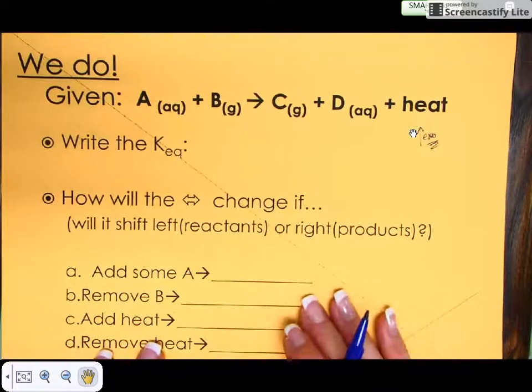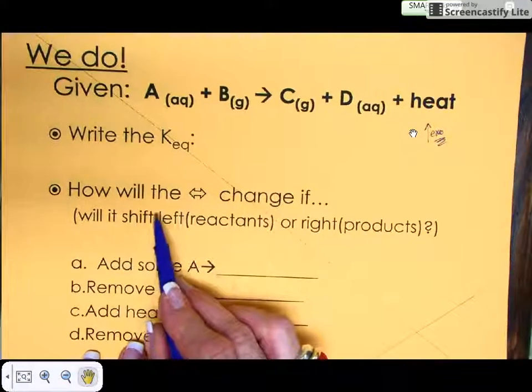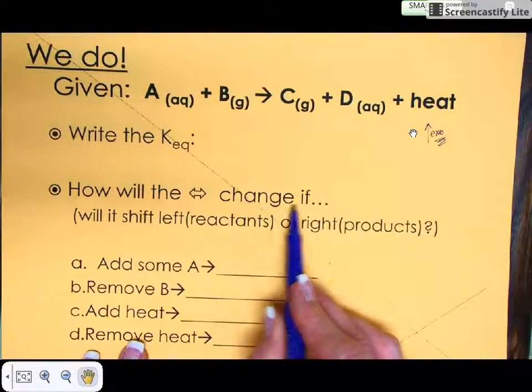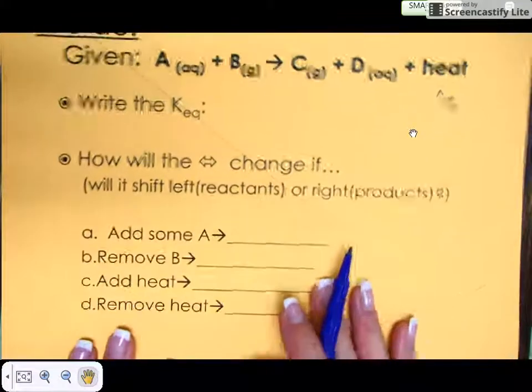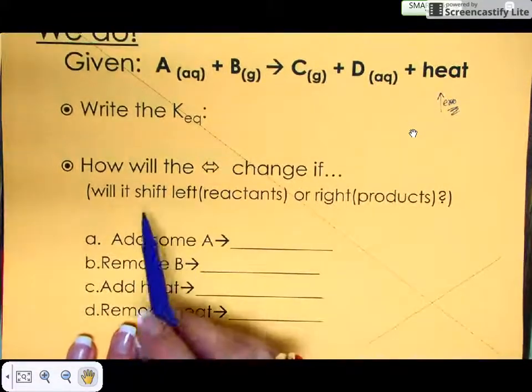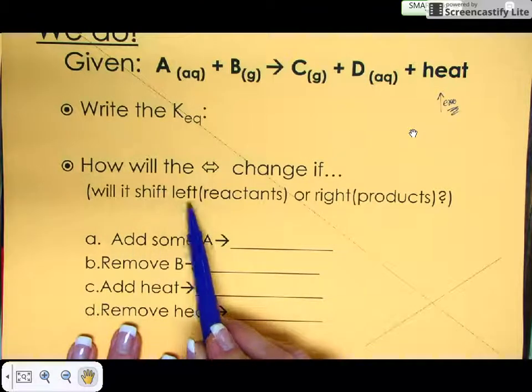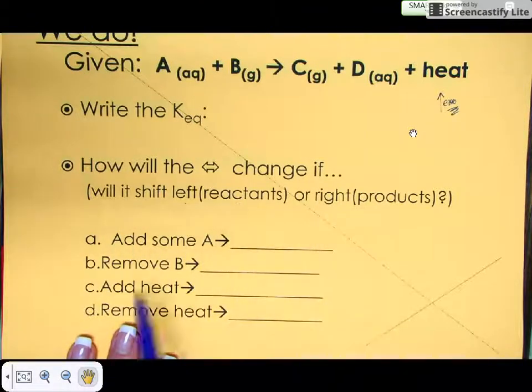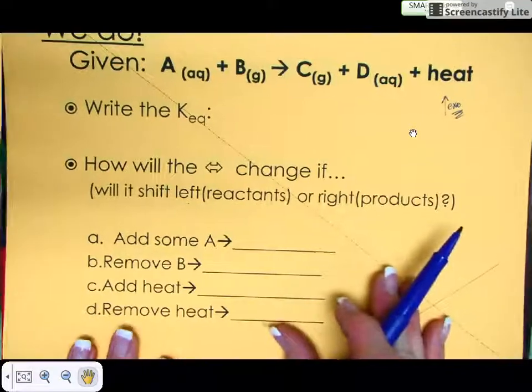And that's important to take note of. So the question says, how will the equilibrium change if you impose these changes to it? So the question wants you to answer, will it shift to the left, which is the reactant side, or will it shift to the products to relieve the stress?